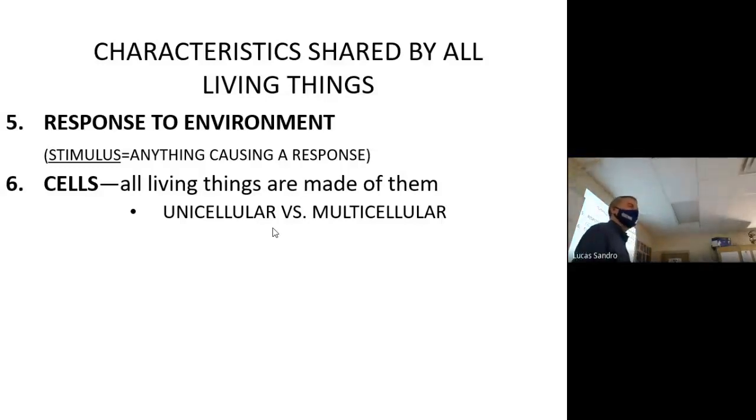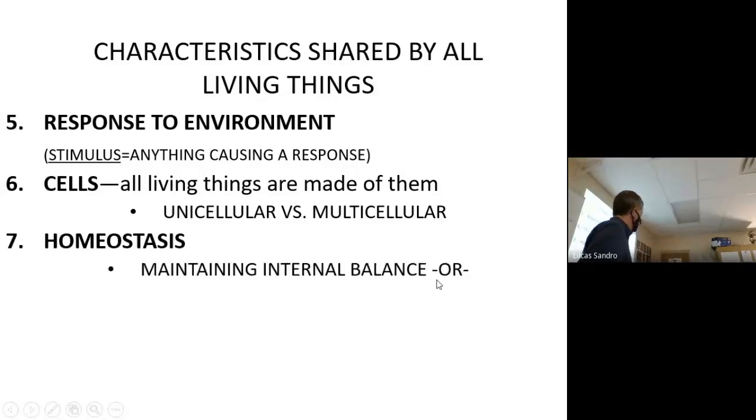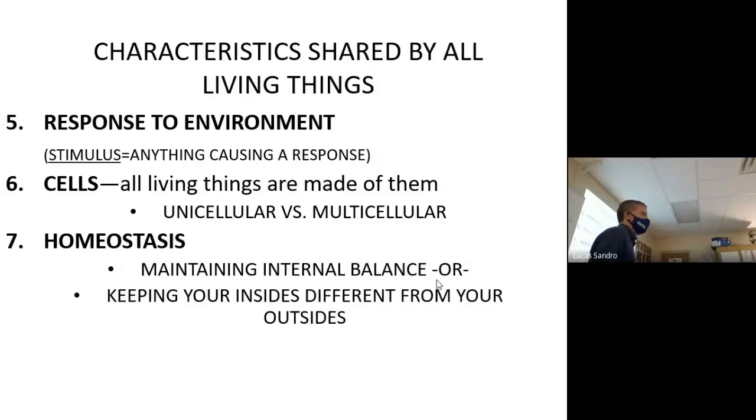You may know the H word, which means trying to keep your insides constant while your outsides are trying to screw you up. It's homeostasis. It's a tough one to define. It's best to just give examples. Your book will say homeostasis is maintaining an internal balance. I like to use simpler words and say it's basically keeping your insides different from your outsides.